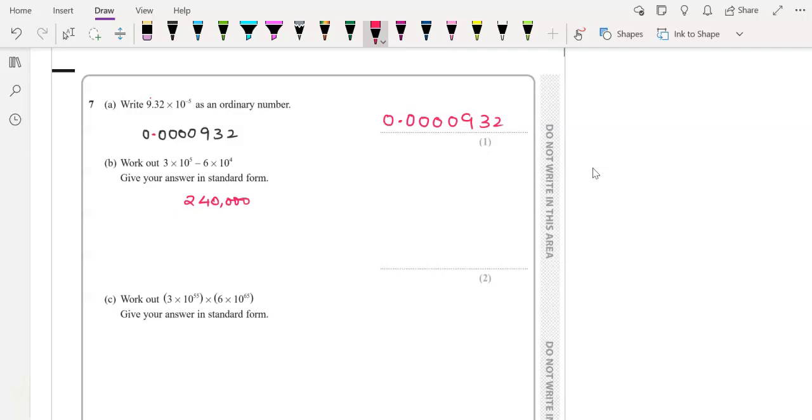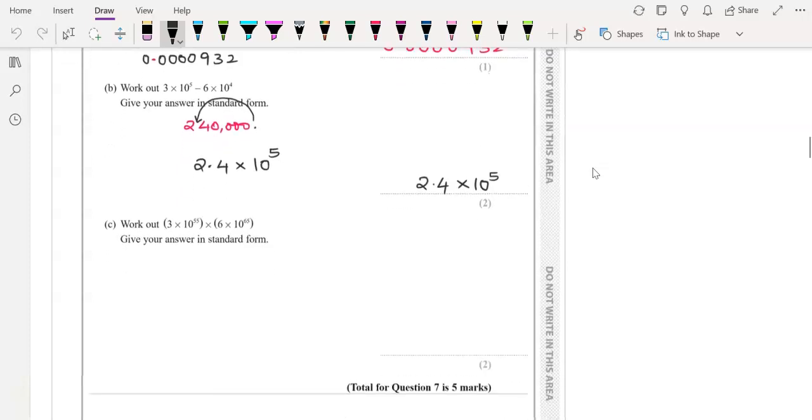But the question says give your answer in standard form. So in standard form, we need only one digit before the point. So the point has to move between 2 and 4. So your answer will be 2.4 times 10 to the power. Now the point is moving 5 places, so you write here power 5. So your final answer is 2.4 times 10 power 5.